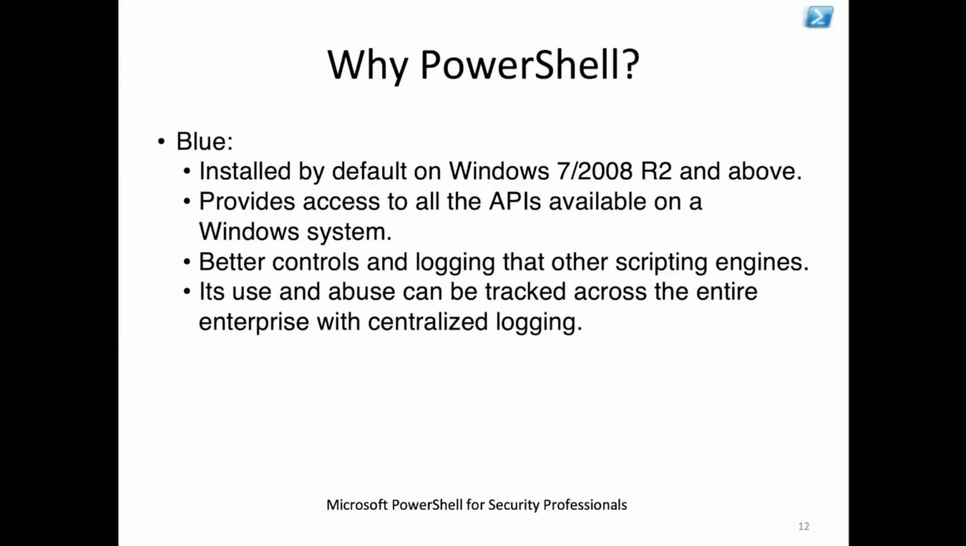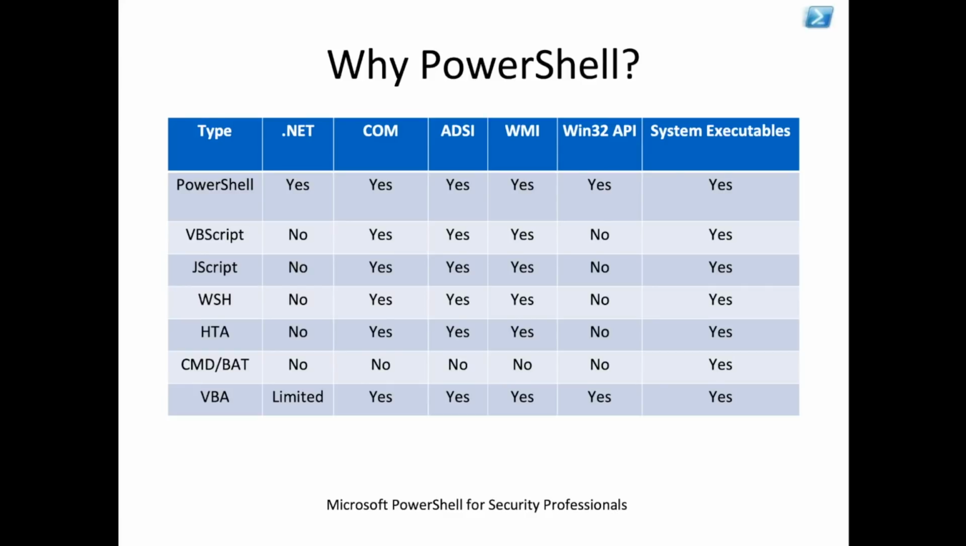So when we come to the different APIs, let's look at the different scripting engines that we have on Windows. We have PowerShell. Does PowerShell have access to .NET? Yes. COM objects? Yes. ADSI and AD .NET calls? Yes. WMI? Yes. Do we want access to Win32 APIs? Yes, we do. System executables also. VBScript, we don't have access to .NET, and we don't have access to Win32 APIs. JScript, same story. Same story with Windows Scripting Host, which is actually a very nice package of XML where you can embed VBScript and JScript into one single file.